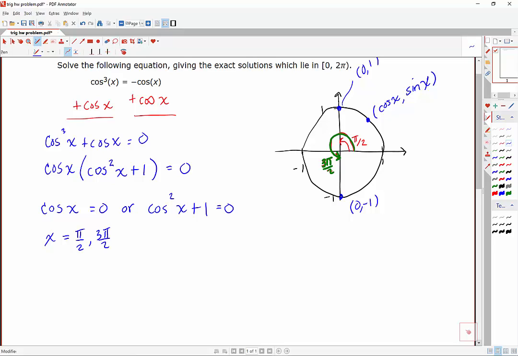Now this next one, what's going to happen is when we get the 1 over to the other side, we'll have cosine squared of x is negative 1. Now if you were to square root both sides, you'll end up with cosine of x is going to be plus or minus root negative 1. Right? And actually, the plus or minus happens right away. And this is imaginary.